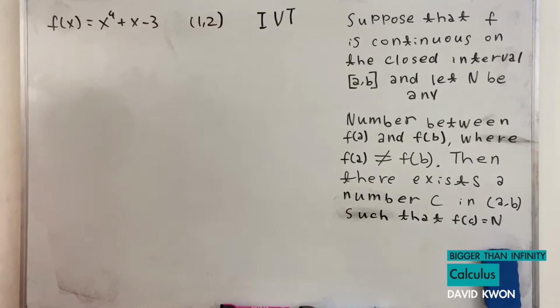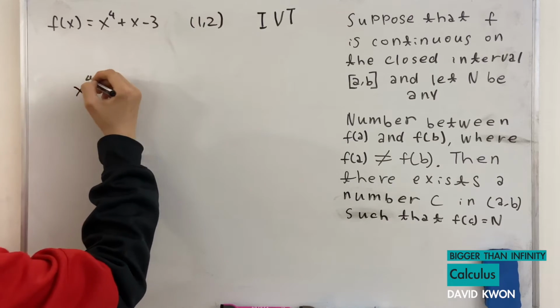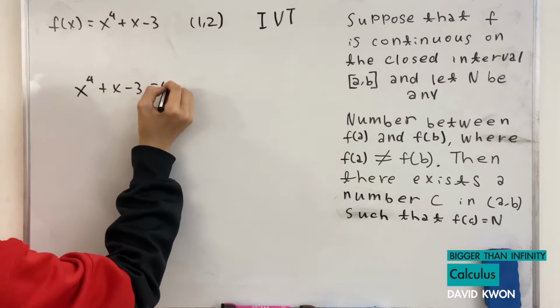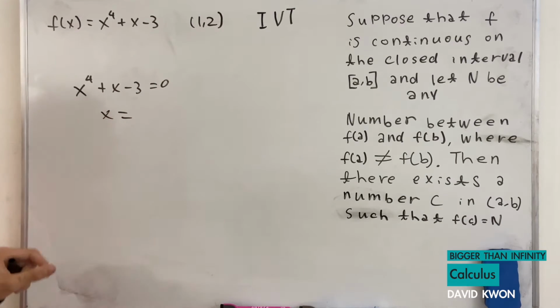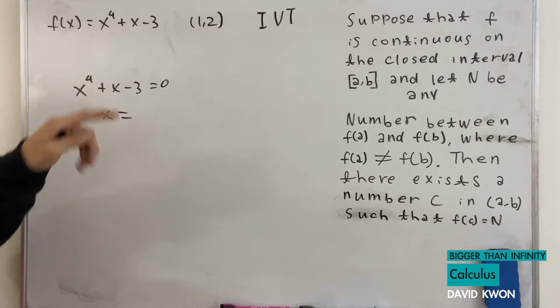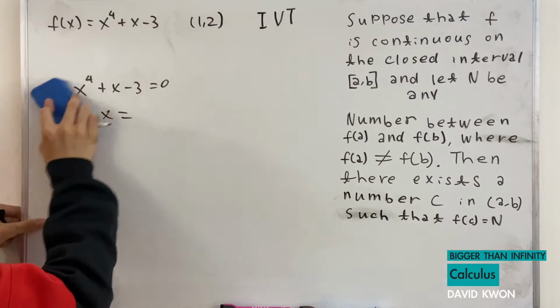Normally that's really hard. I mean, come on, if you are given a function of x to the power of 4 plus x minus 3 be equal to 0, can you solve the value of x? Well, of course that's going to be a little more than 1, but then everything gets complicated. So to solve this problem, what do we do?